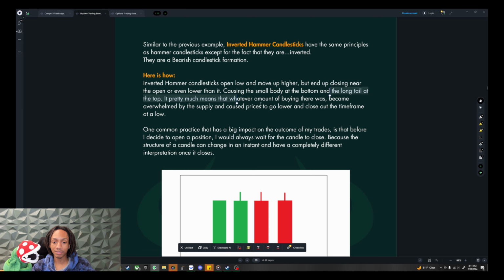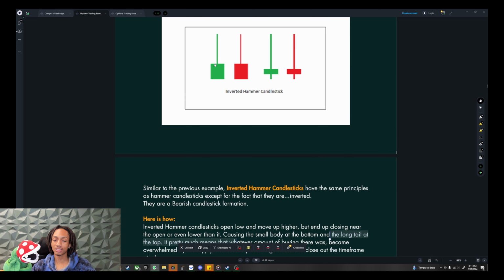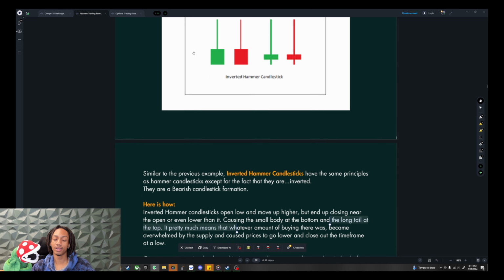Pretty much that means that whatever amount of buying there was became overwhelmed, and there was more supply than demand, which caused price to go lower and close out the time frame at a low. Even if it's a green candlestick, when you see this kind of formation, sure, it opened higher, but look at all of this buying activity and then look at where it eventually closed. That just represents more supply because it didn't close up higher.